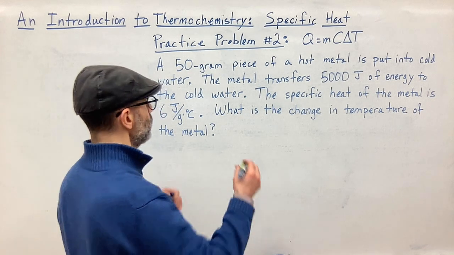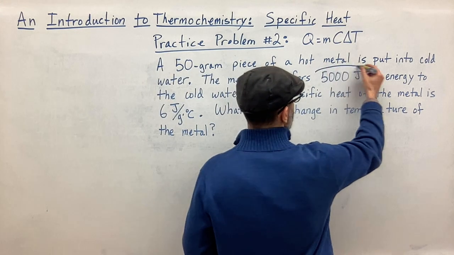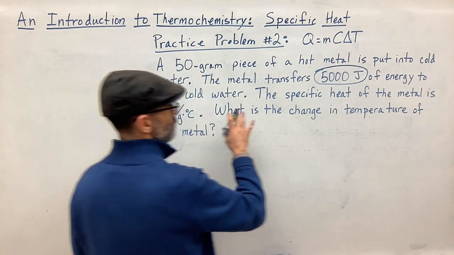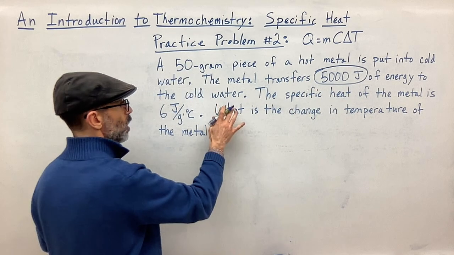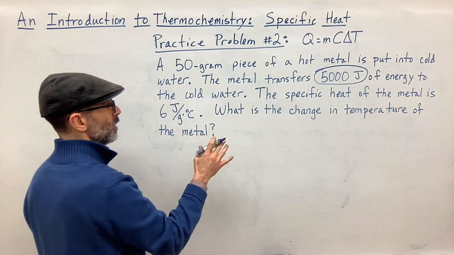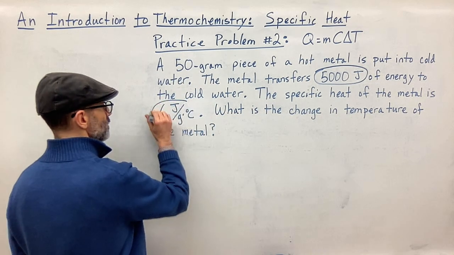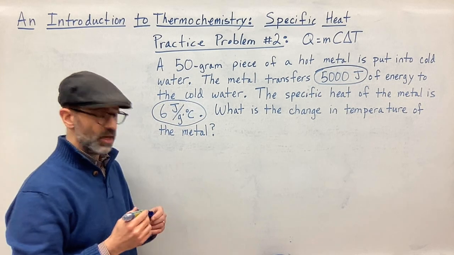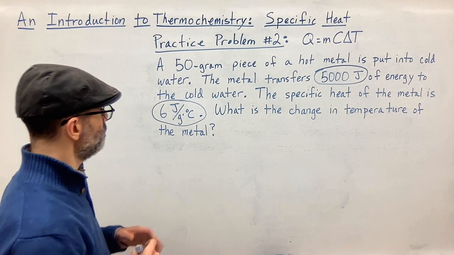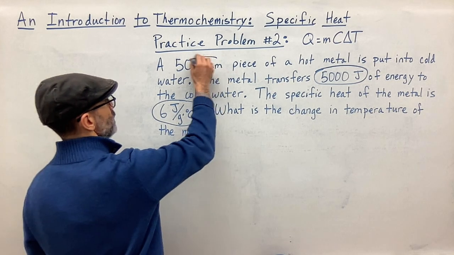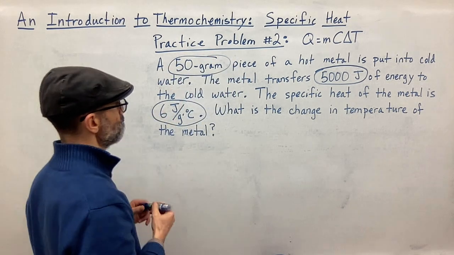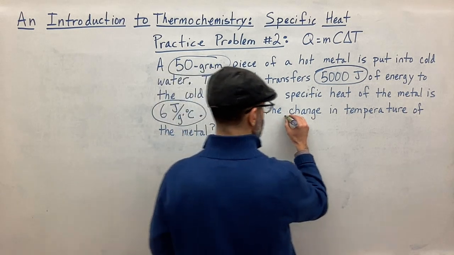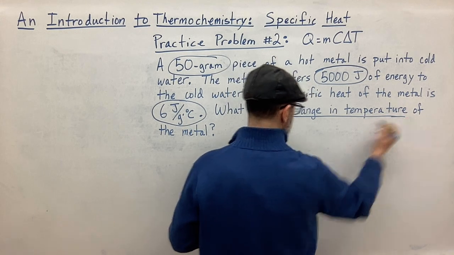And so here we're given 5,000 joules of energy that's transferred from the metal to the cold water. So that's going to be important for later. The specific heat of the metal is 6 joules per gram degree Celsius. That's quite a large specific heat for a metal. And we're given the mass of the metal as 50 grams. Okay, so let's list what we're given. Oh, and we're looking for the change in temperature. So what is the change in temperature?